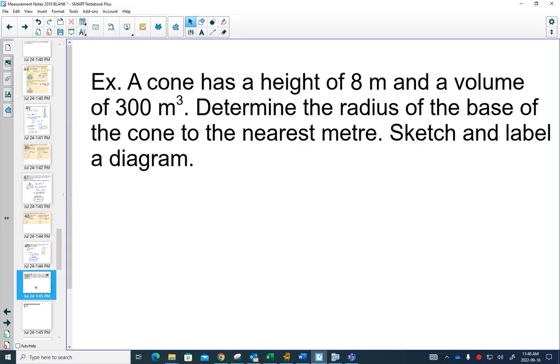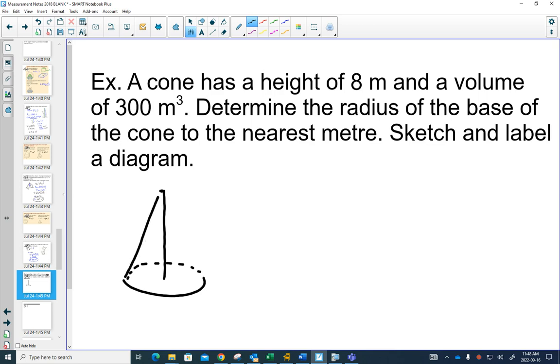So how do we draw a cone? We start with an oval. Make a height. What can we label on here? We know the height is 8. We know the volume, so I might write out volume equals 300 meters cubed. It says determine the radius, so I want to find r.